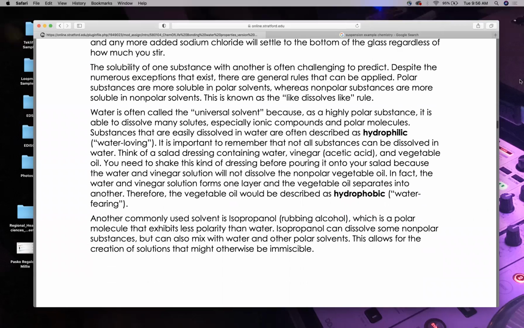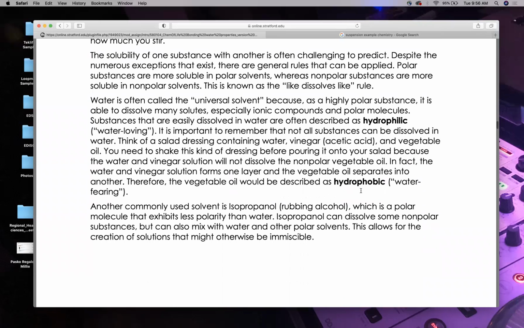Sometimes solutions are hydrophilic, which we'll be talking about next week when we talk about the parts of the cell. There are certain parts of our body that love water, hydrophilic, and certain parts of our body that are hydrophobic. It's water fearing. It pushes away water.